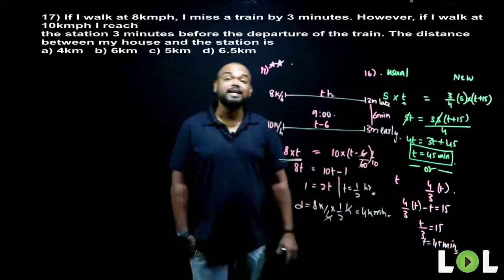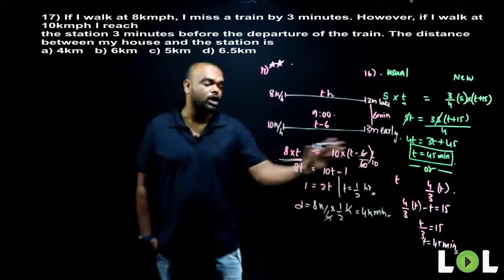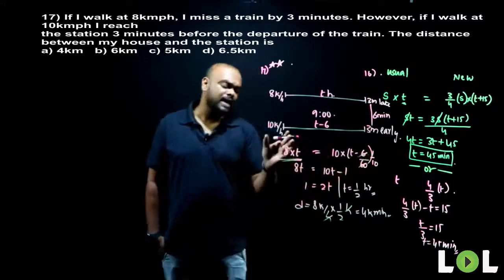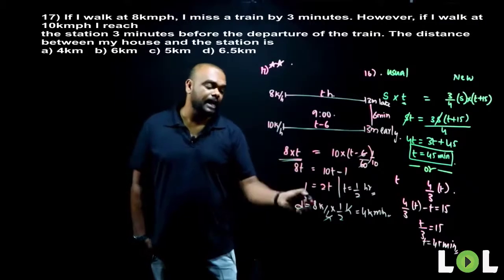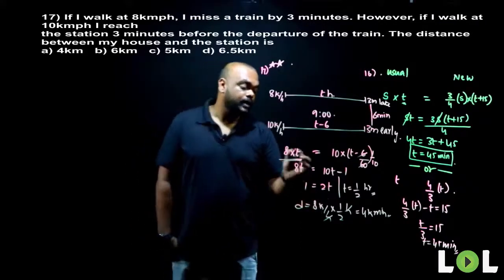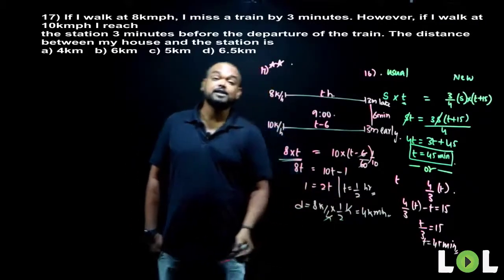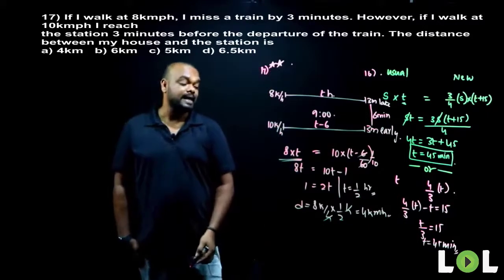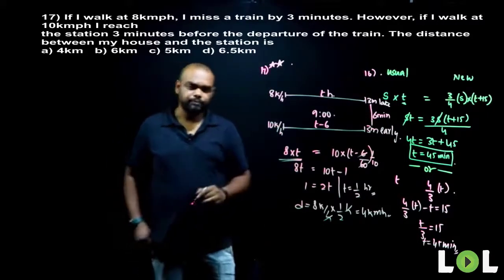We got t, but we need distance. You can apply it either in this case or this case. So this looks simpler. That's why I applied here. Distance is speed into time, 8 into t, 8 km per hour into t value is half an hour. We'll get our answer as 4 kilometers exactly. That should be my answer. That is one way.